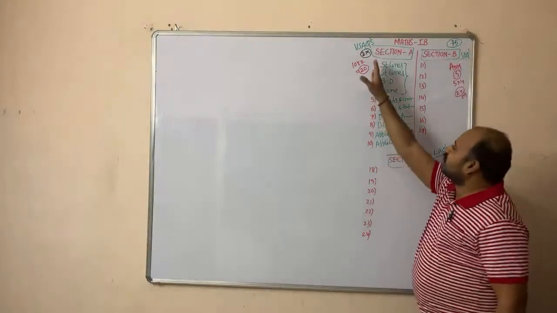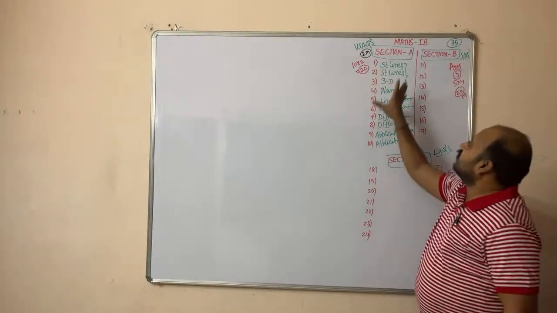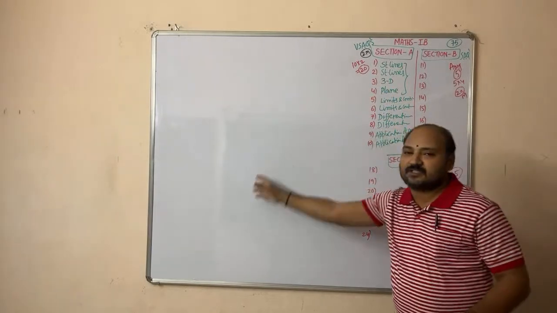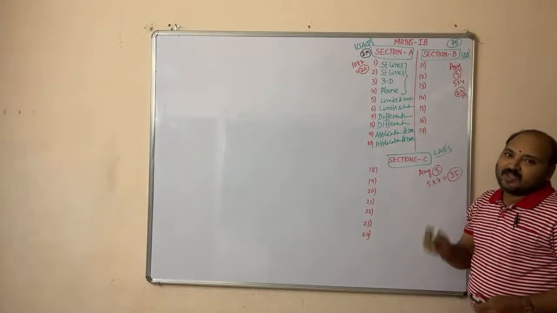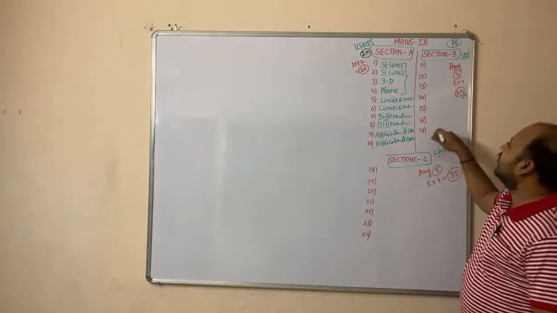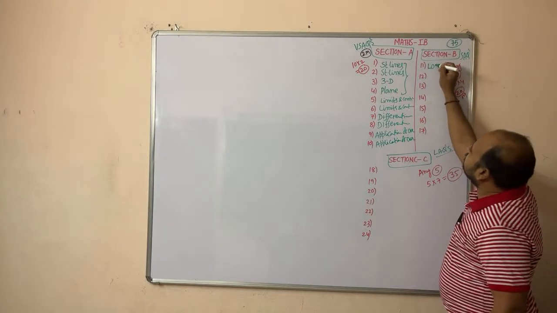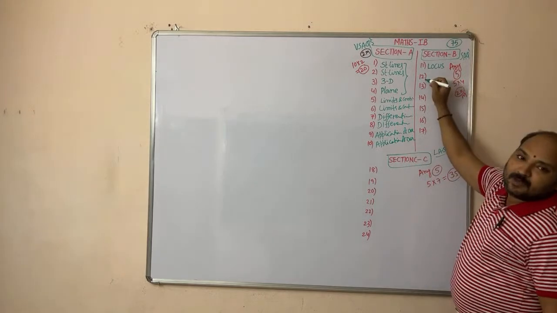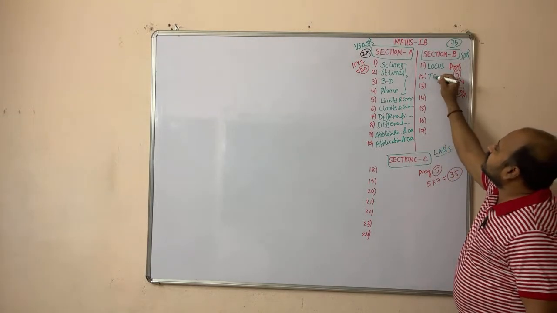So question number 1 to question number 10, what are the chapters available and what type of questions I am going to discuss here. Now come to section B. In section B, we have question number 11 to question number 17. Question number 11, locus, the first topic. Second chapter, question number 12, transformation of axis.